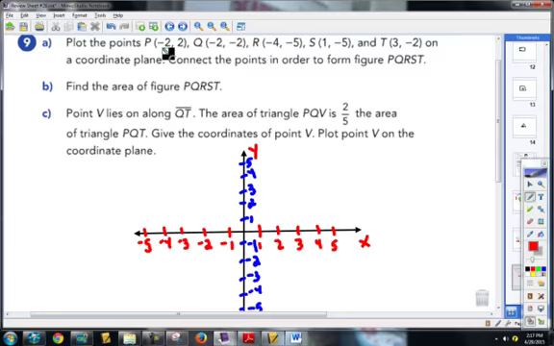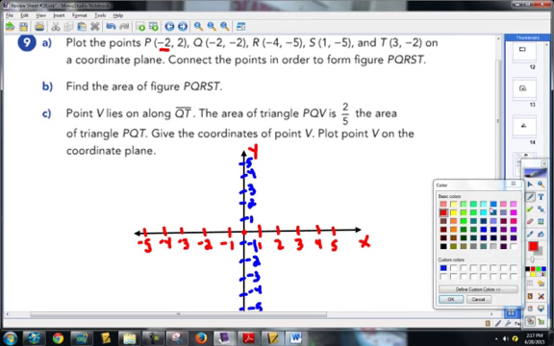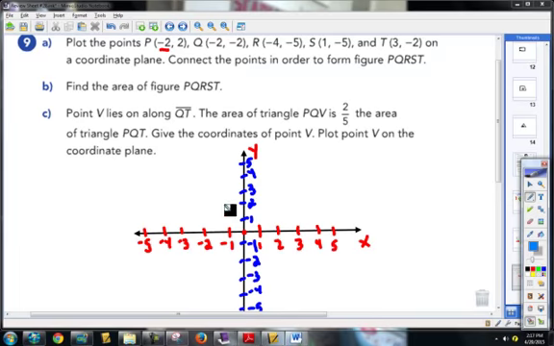So let's go ahead and plot these points. So I'm going to start. I'll plot P. Okay. So here's P. We're going to go from the origin right there. Do this in a different color. We're going to go left to -2, and then I'm going to go up to +2. So about right there is point P. Okay. Now, I want you guys to quickly plot Q, R, S, and T.